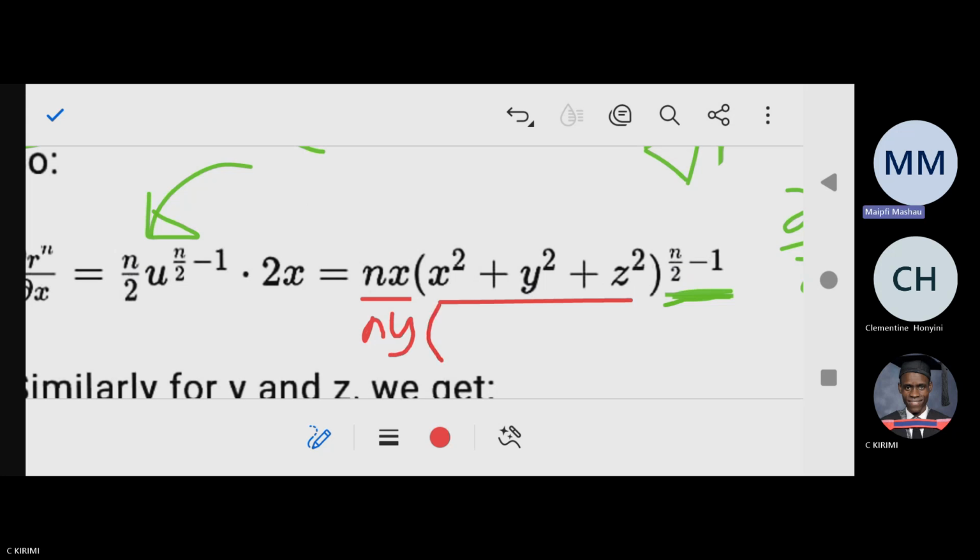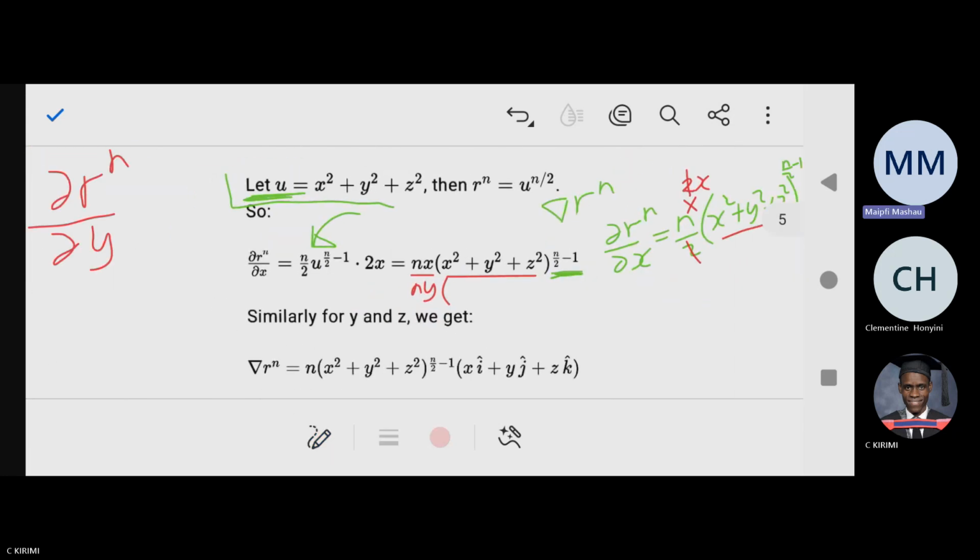Everything stays the same, isn't it? NY, NX, NZ, etc. So NY, NX, NZ multiplied by that bracket, it's this one.